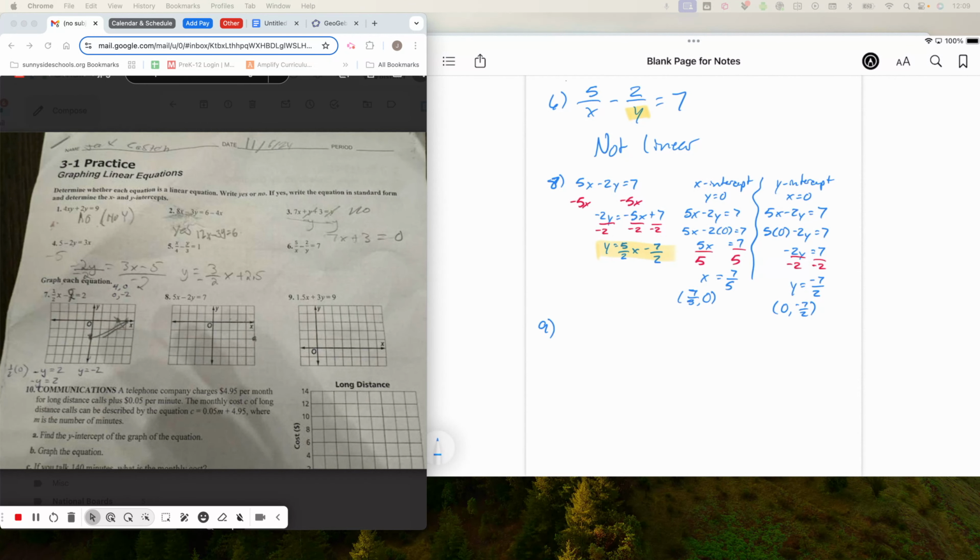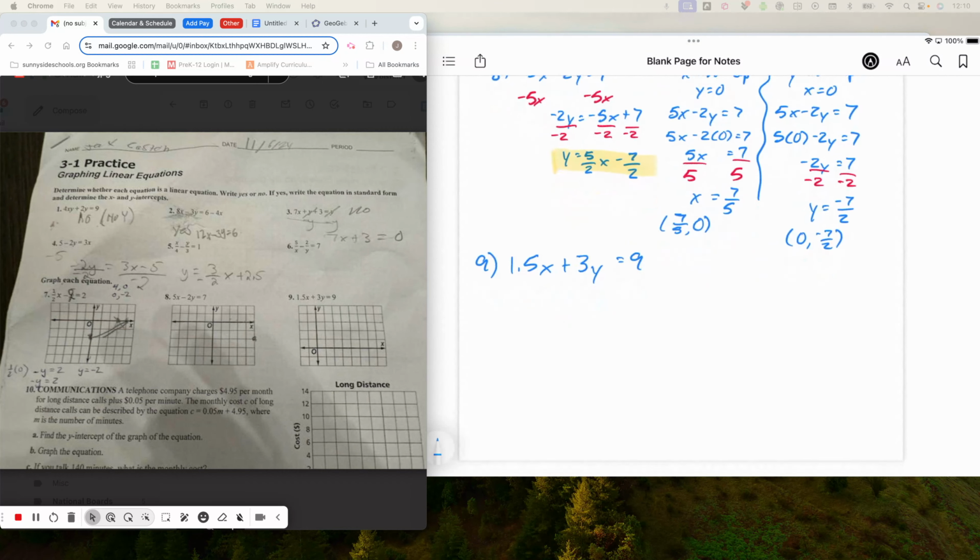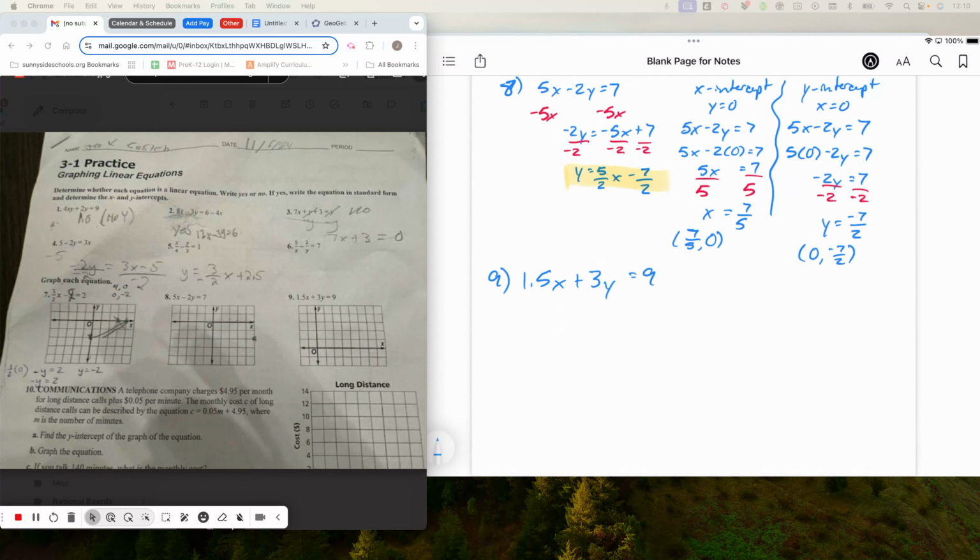We have 1.5x plus 3y equals 9. And then we can attack this one using the same methods that we did above. I will do both. I will put it in slope-intercept form, and I will find the x and y intercepts.